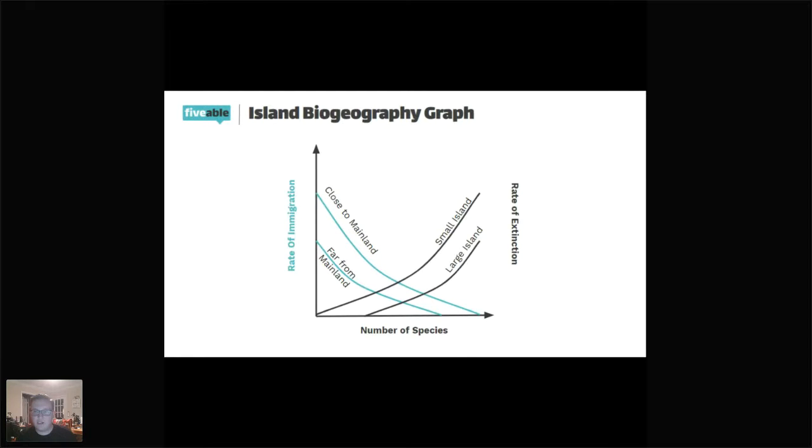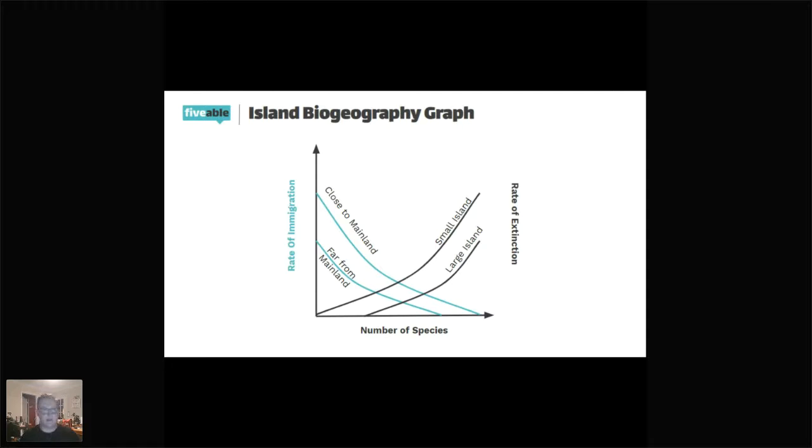So which of these intersections is furthest right? Let me know in the chat which one is furthest right. Which two characteristics make up that intersection? All right, okay, so the furthest right point here is the intersection between the large island curve and close to mainland curve. And that's where you're going to see the most species.